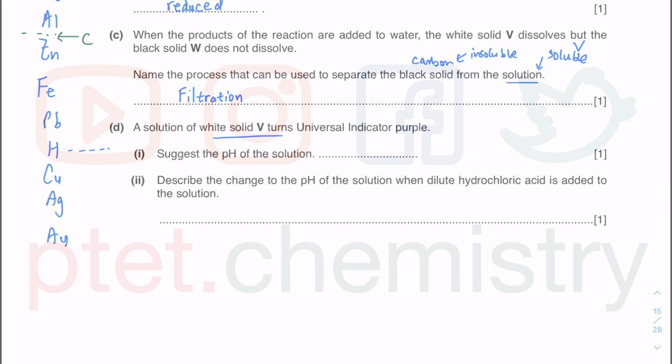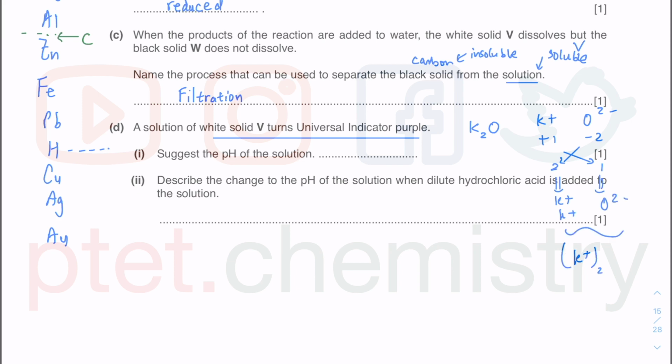A solution of white solid V turn universal indicator purple. So that is your K2O because it's potassium plus. This is a group 1 metal, loses 1 outer shell electrons, give you a +1. You have O2 minus. +1 and -2. When you do your cross multiply, you bring down the value of the charge, there's 1. You bring down the value of the charge, which is 2. So what this means is K plus and K plus, and what this means is O2 minus. So what you have is K plus 2 of them and O2 minus 1 of them. That's just K2O.